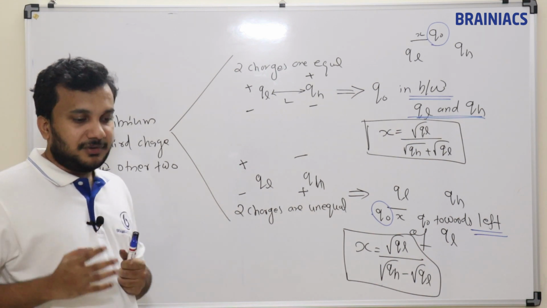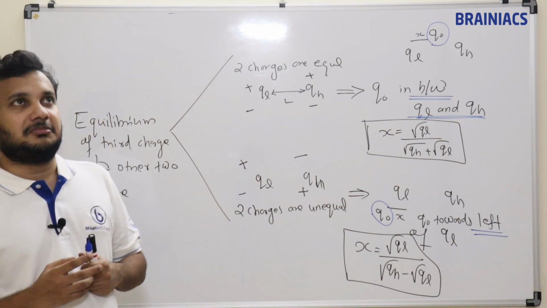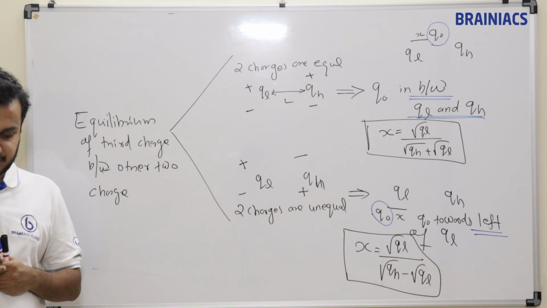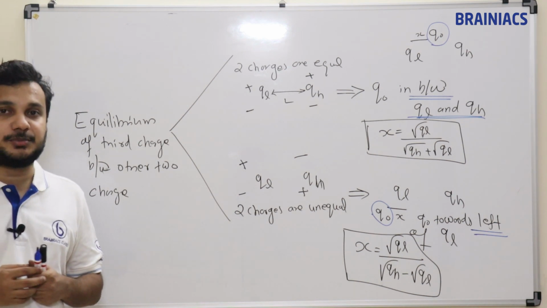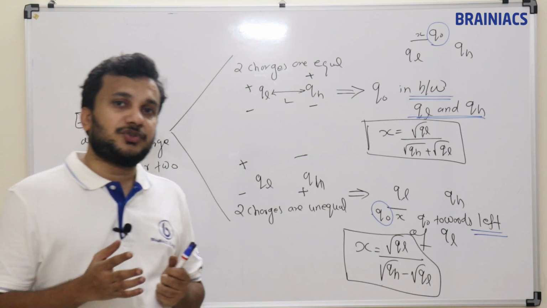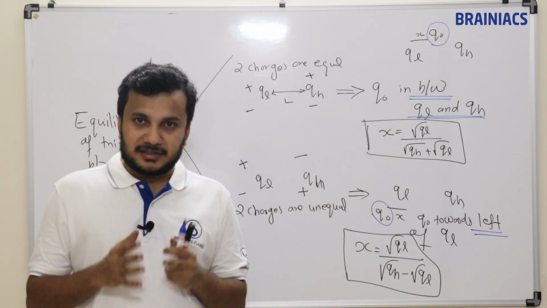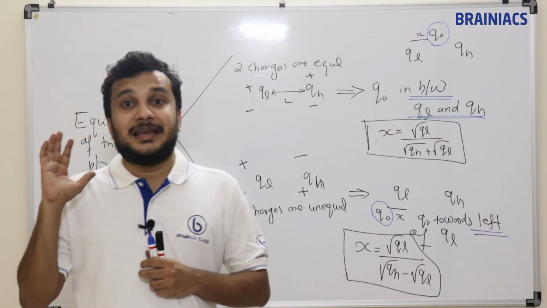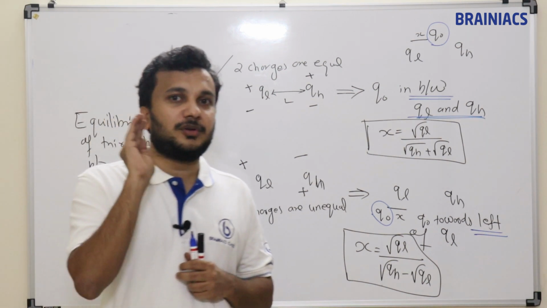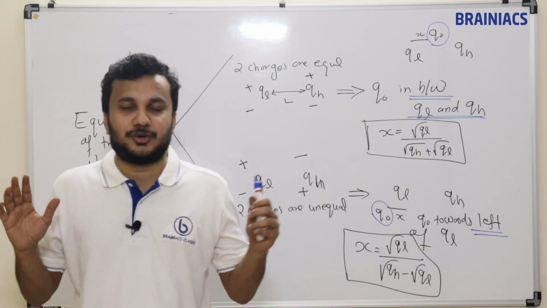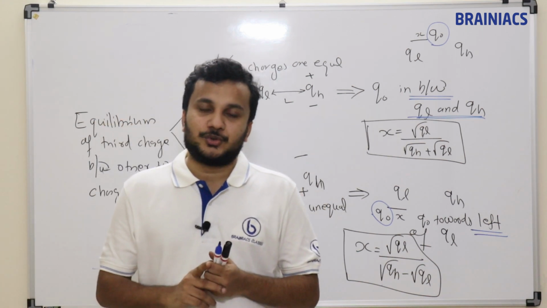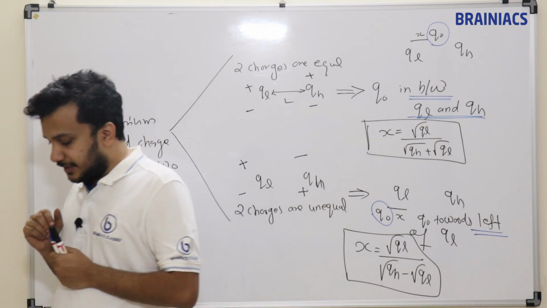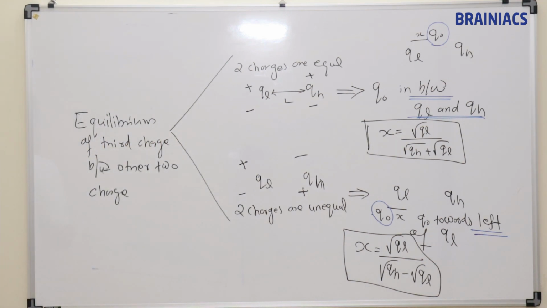Already we have learned the comparison between the gravitational force and electrostatic force. The next topic we are going to learn is the limitations of Coulomb's law. Coulomb's law is not a full-fledged law, so it has certain limitations. So write the next heading: the limitations of Coulomb's law.